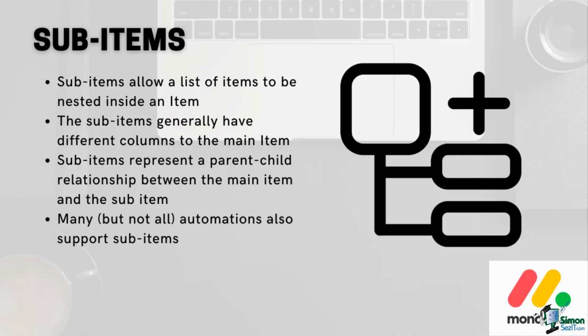When adding sub-items, the sub-items in a board typically have very different columns to the main items in the boards. These columns are also configurable, just like the columns of the main items. Conceptually, sub-items can be seen as existing in a parent-child relationship with the main item. Although we haven't looked much at automations yet, you should be aware that many of the built-in automation recipes support sub-items. However, this isn't universally true.